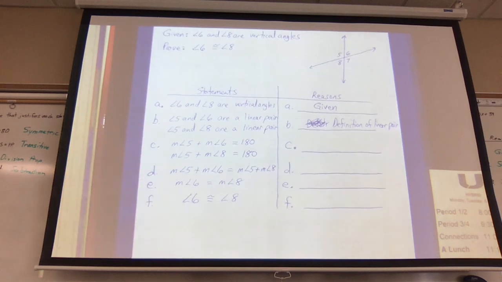So as you're filling in these reasons, they're either going to be definitions, postulates, theorems, or properties. Basically, all of those things we have on your yellow cheat sheet. Those are going to be what we fill in as reasons.